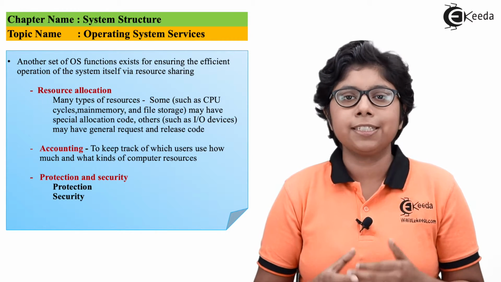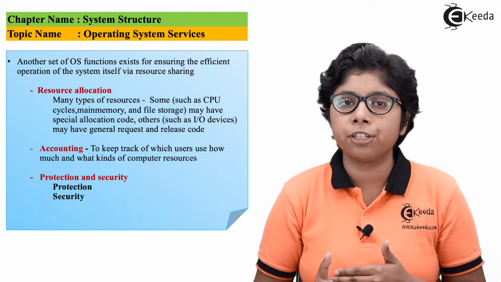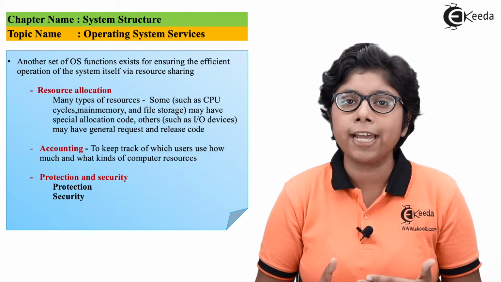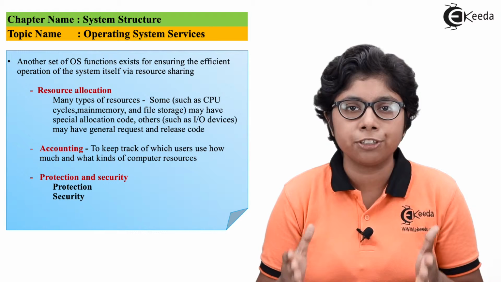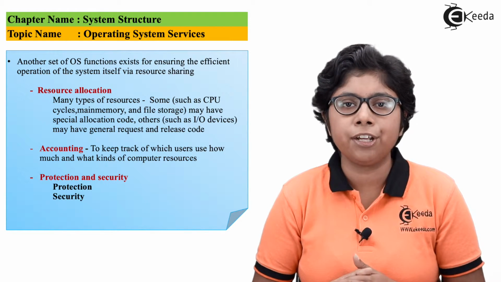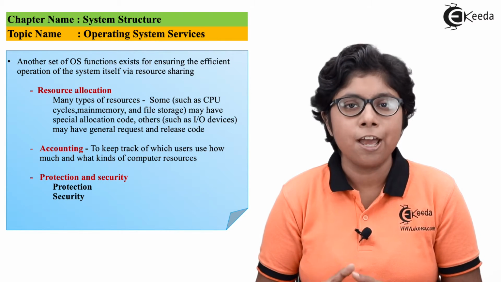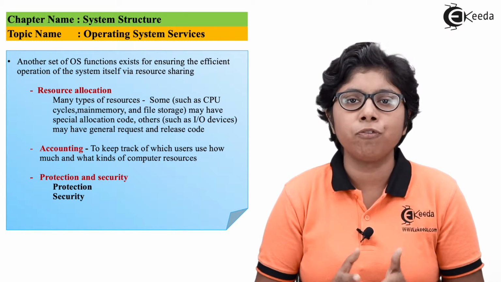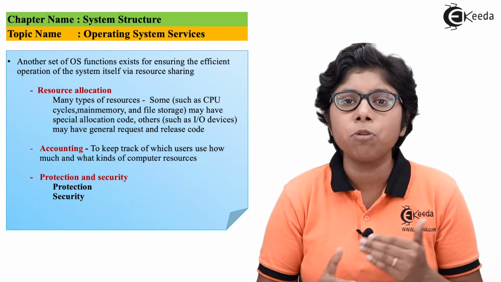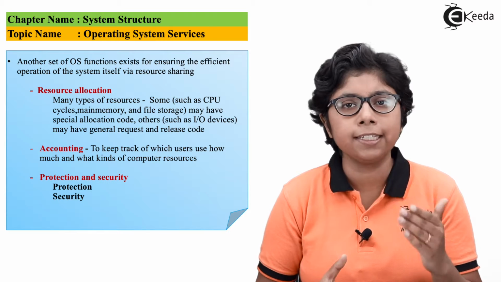The next one is accounting. We may want to keep track of how the user is using the resources, and how much of the resources it has consumed. This accounting is necessary for accumulating usage statistics. These statistics are helpful for researchers who want to modify the operating system for improvement.